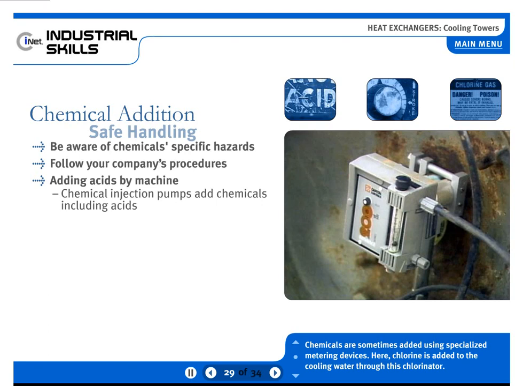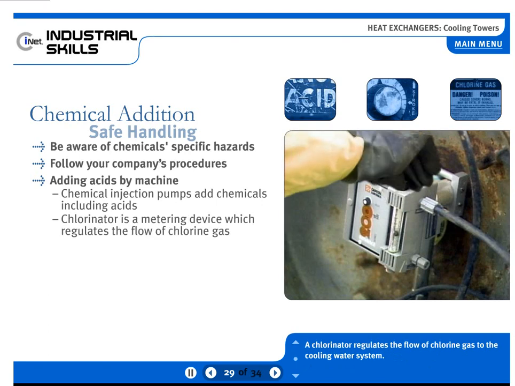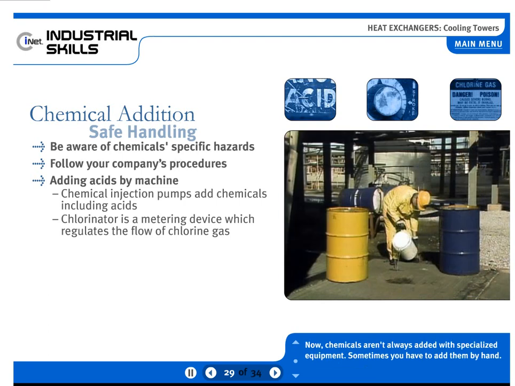Chemicals are sometimes added using specialized metering devices. Here, chlorine is added to the cooling water through this chlorinator. A chlorinator regulates the flow of chlorine gas to the cooling water system. The chlorinator allows chemicals to be added in such a way that personnel do not come into direct contact with the chemicals. Now, chemicals aren't always added with specialized equipment. Sometimes you have to add them by hand.